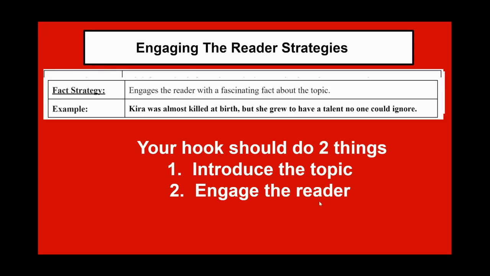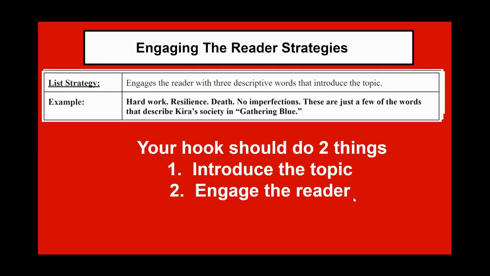The next one we have is a fact strategy. This is where you engage the reader with a fascinating fact about the topic. So I said, "Kira was almost killed at birth, but she grew to have a talent that no one could ignore." A list strategy is where you use 3 descriptive words to introduce your topic.